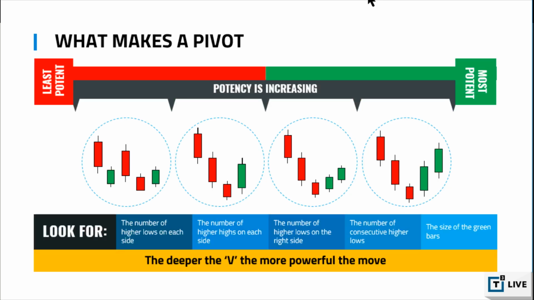That's why we can also measure the potency of a pivot, right? The more higher lows, that is, higher bar lows, on either side, the more potent. The same goes for the number of lower highs on either side.